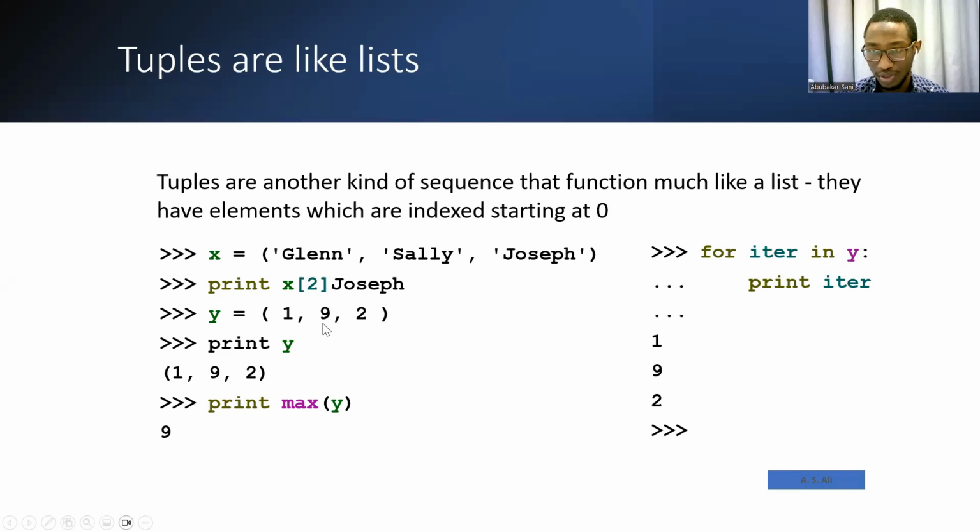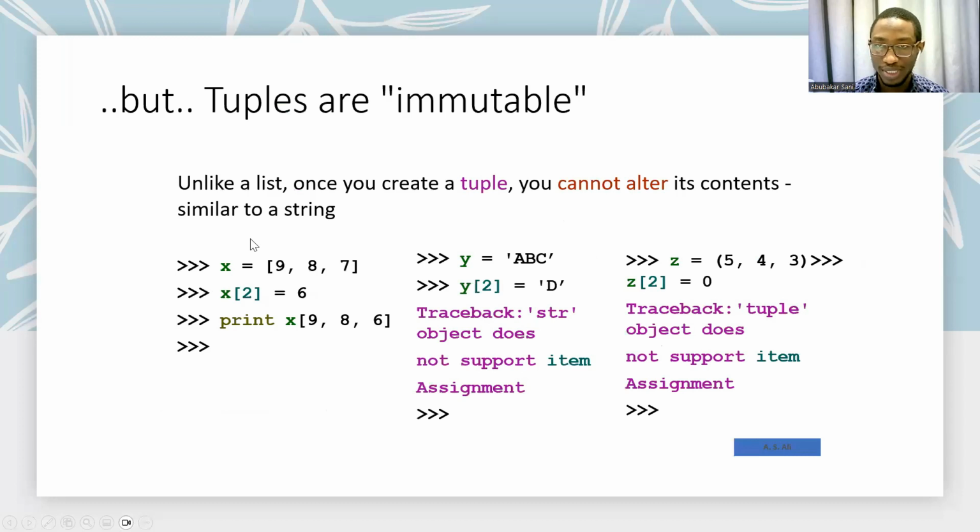You can get the max if it is a tuple of numbers. The maximum in this tuple is 9, and you get it printed out. So then what is the difference? Aha, so this is it. Tuples are immutable. Immutable means they cannot mutate.